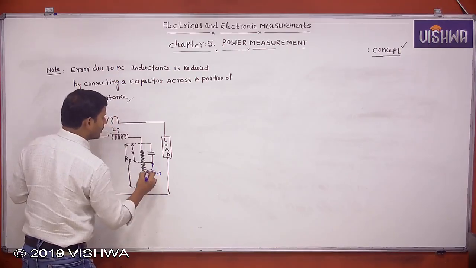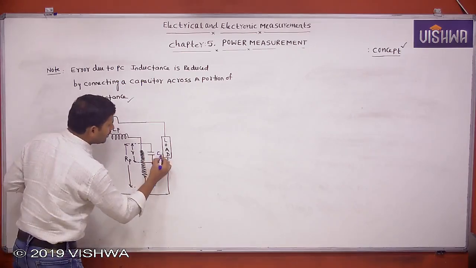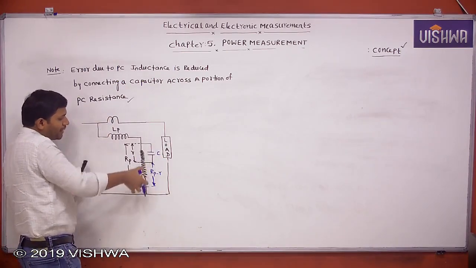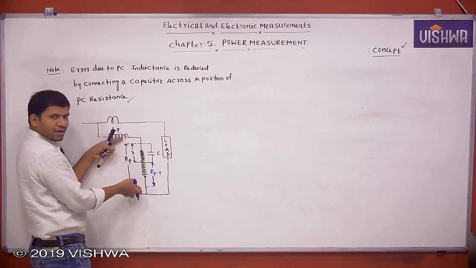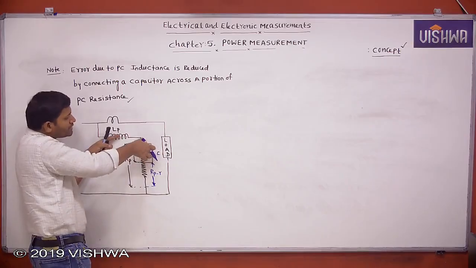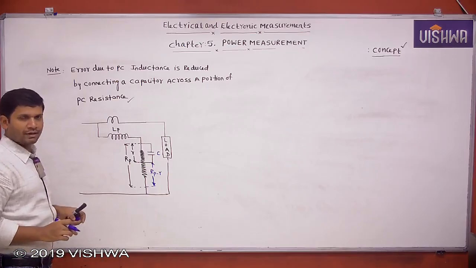Rp minus R. Now this is the capacitance we are connecting across. The total is the pressure coil resistance, but we are not connecting the total pressure coil resistance, only a portion of the resistance. Then we can reduce the error due to pressure coil inductance.